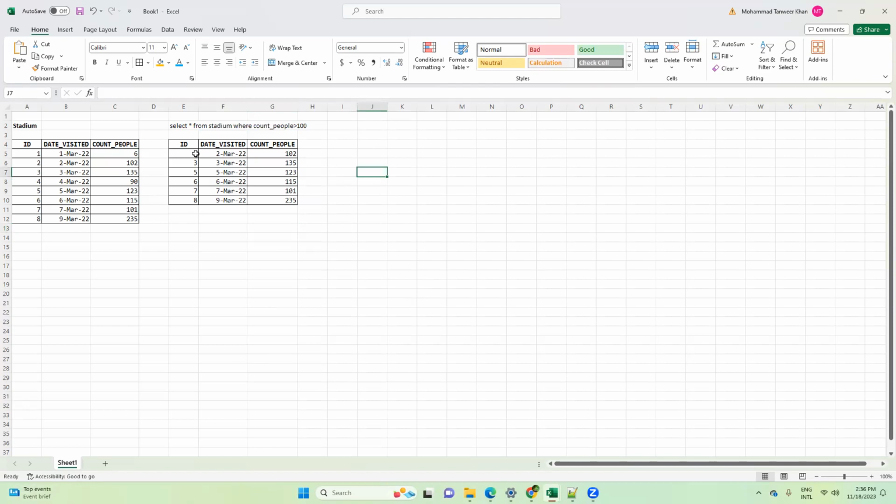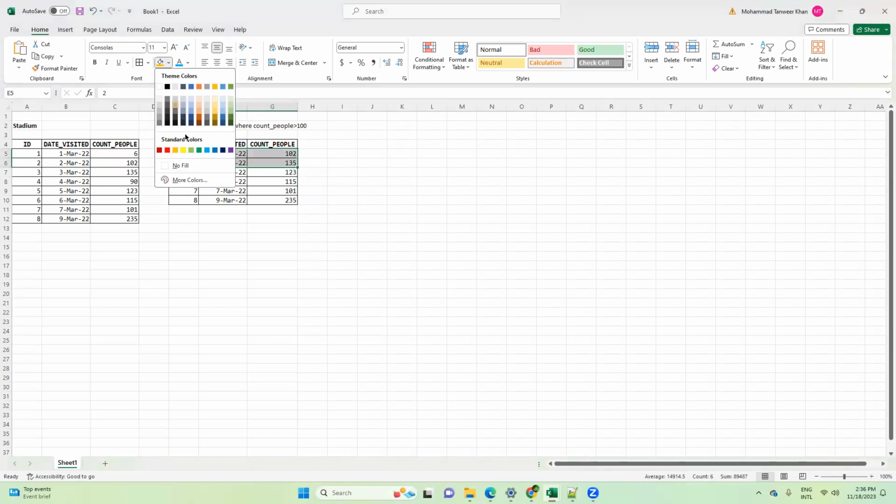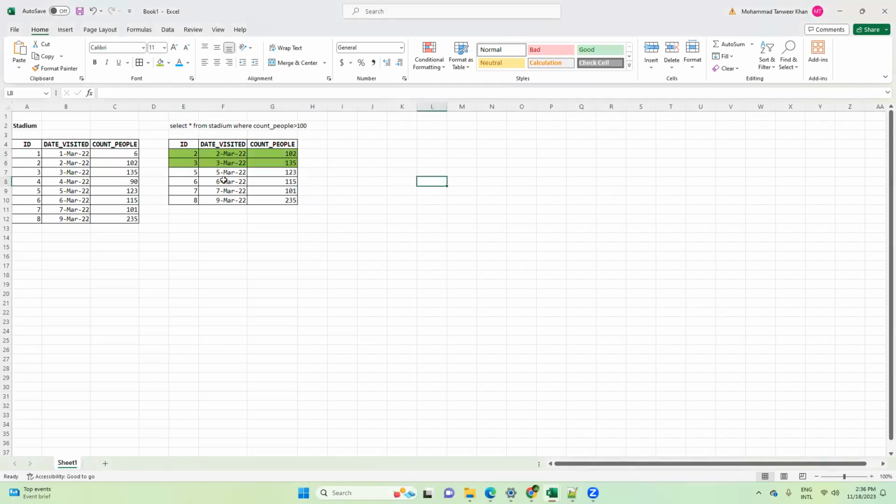So can we consider 2nd and 3rd March? Yes, it is consecutive, right? Can we consider 2nd, 3rd, and 5th March? No, because 5th March is not consecutive. So this should be one of the expected outputs. And then 5th and 6th March. Yes. Okay, good.